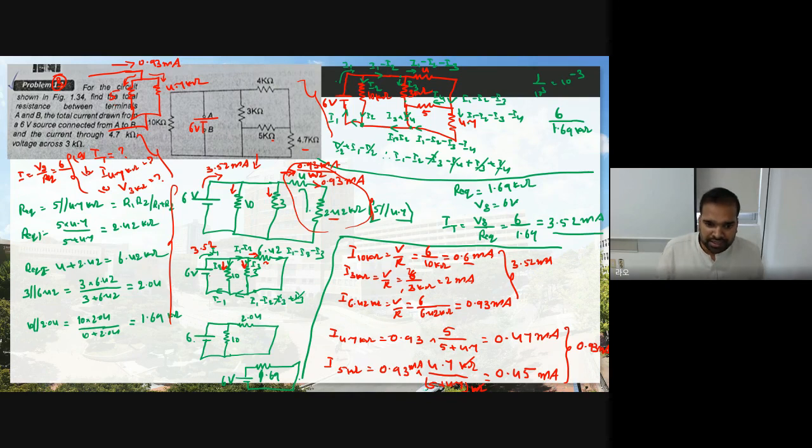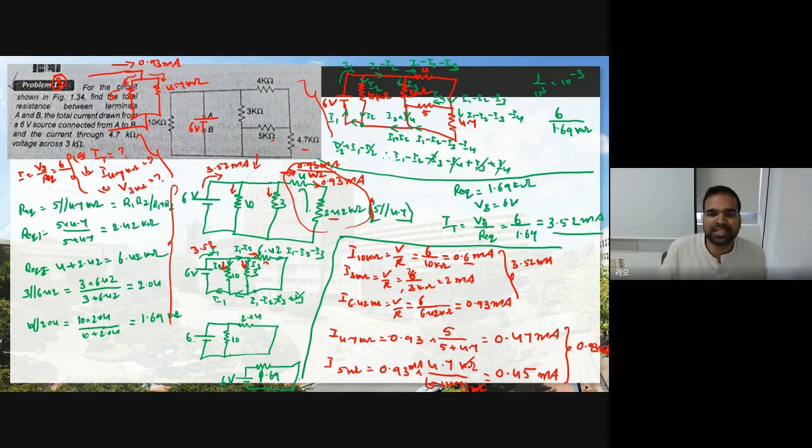Now see here, this is my voltage and this 10 and 3 and 6.42 are connected in parallel. So the voltage drop across these 3 resistors is 6. So by using this concept, I have found the current flowing at 10 kilo ohm, the current flowing at 5 kilo ohm, and the current flowing at 6.42 kilo ohm. Okay, clear. Now how did you get this 6.42? See, this 4 plus 2.42 is 6.42.